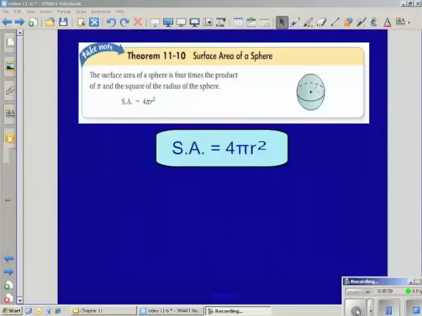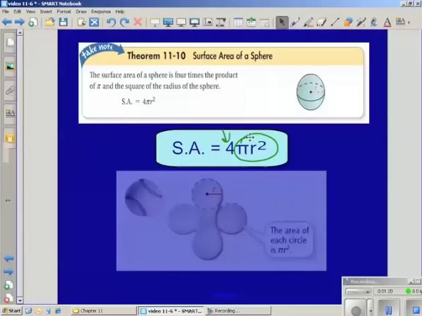The surface area of a sphere is 4 times the product of pi and the square of the radius of the sphere. So if we notice here in the formula, we have pi r squared times 4. And we remember from past lessons that pi r squared is to find the area of a circle. So why are we multiplying this by 4 to get the surface area of a sphere?